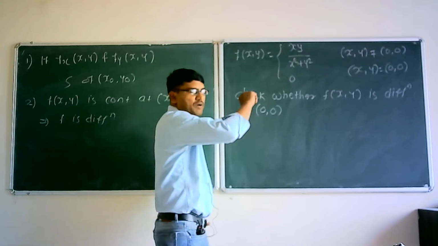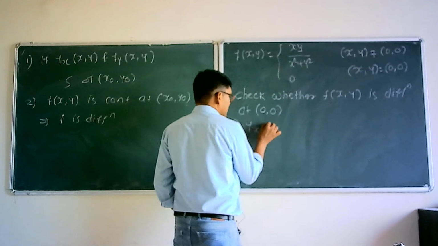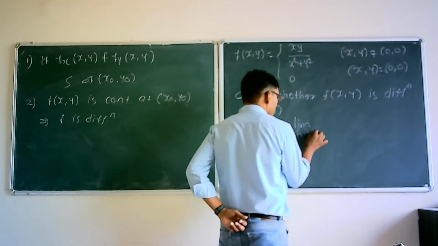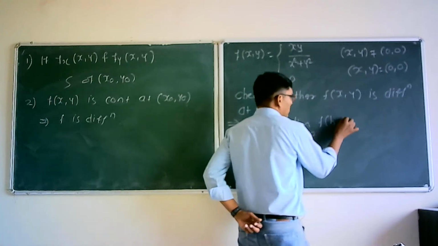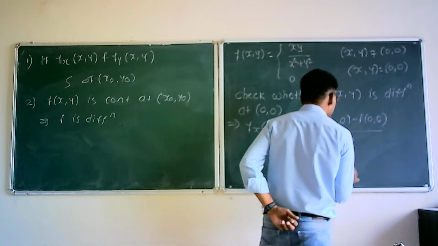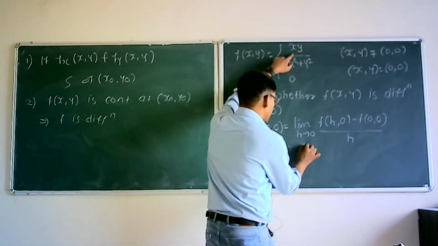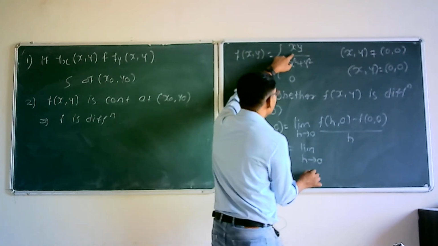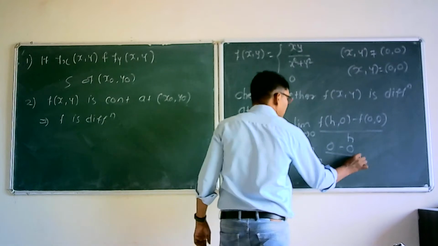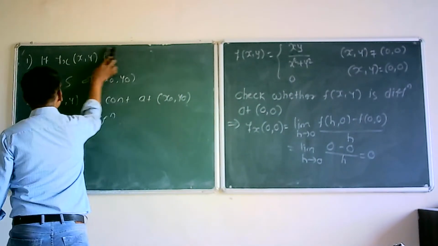Okay. Now if you see this example, what is your f of x at 0, 0? F of x at 0, 0 is the limit as h tends to 0 of f of h, 0 minus f of 0, 0 divided by h. What is f of h, 0? H times 0 is 0, minus f of 0, 0 which is 0, divided by h, so it is equal to 0. So f of x at 0, 0 is 0.